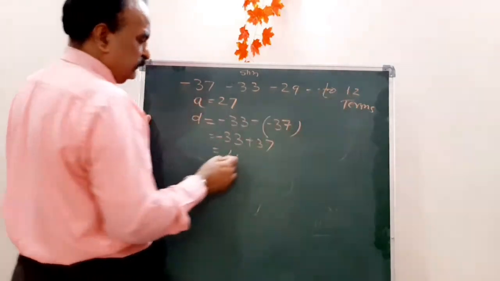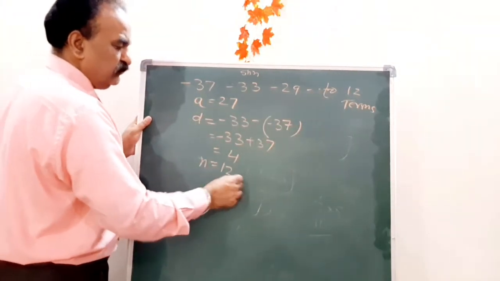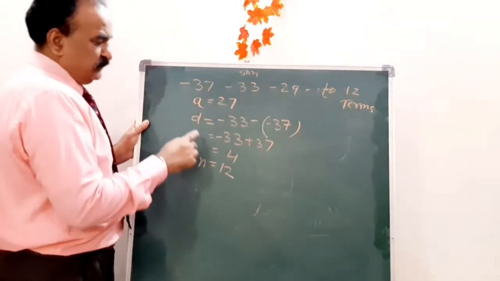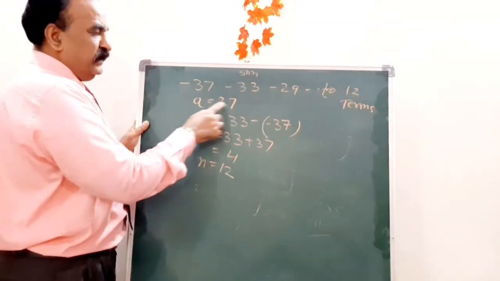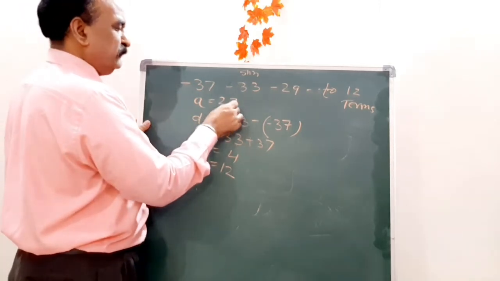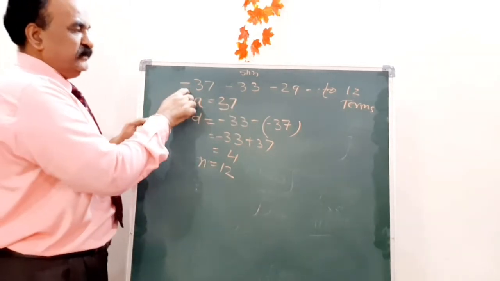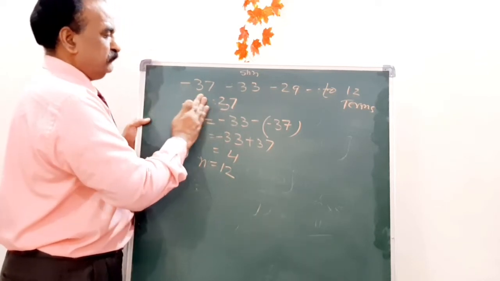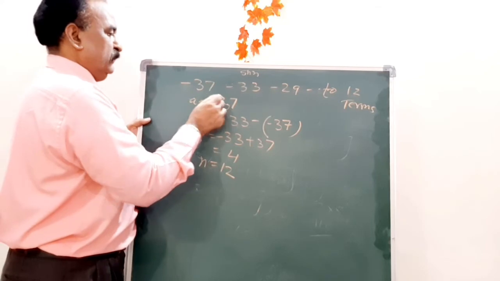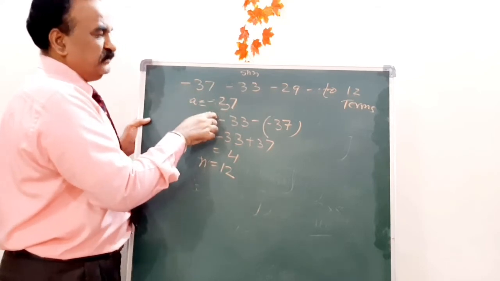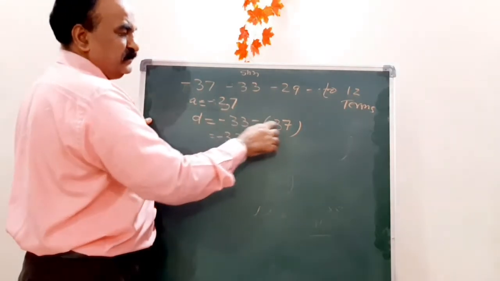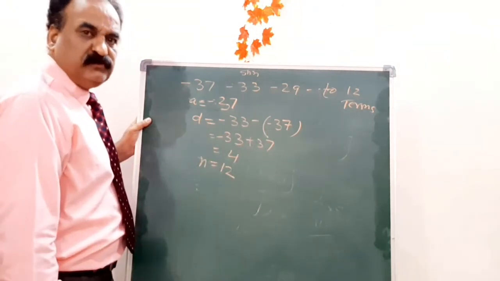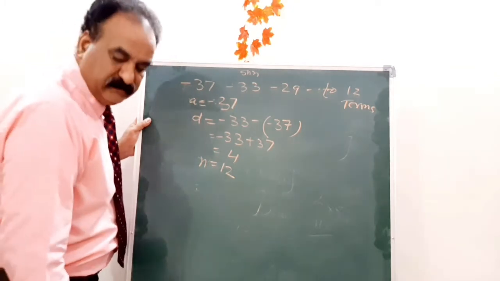Now, how many terms? It means number of terms n is equal to 12. Clear? n is equal to 12 number of terms. d, the common difference, is 4. a, the first term, is equal to minus 37. Be careful. a is equal to minus 37, the common difference will be 4 and number of terms n is equal to 12. And now you have to find the sum. Let us see how.